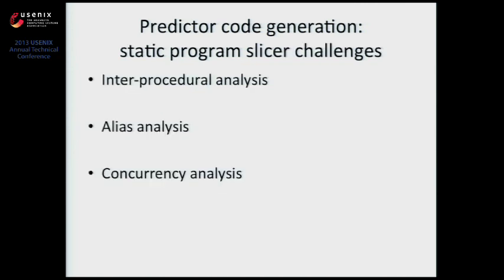So why is slicing hard? There are multiple challenges: procedures, heap aliasing, and concurrency. For inter-procedural analysis, we want to propagate dependencies across only realizable procedure paths. With aliasing, we need to figure out that references are pointing to the same memory location. So aliasing can cause false dependencies.